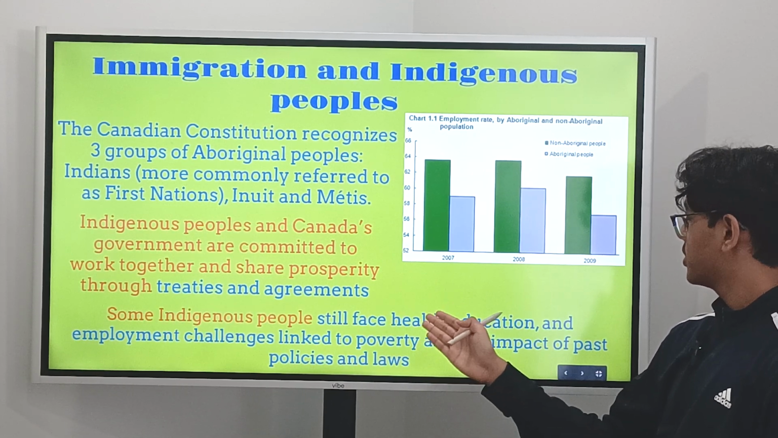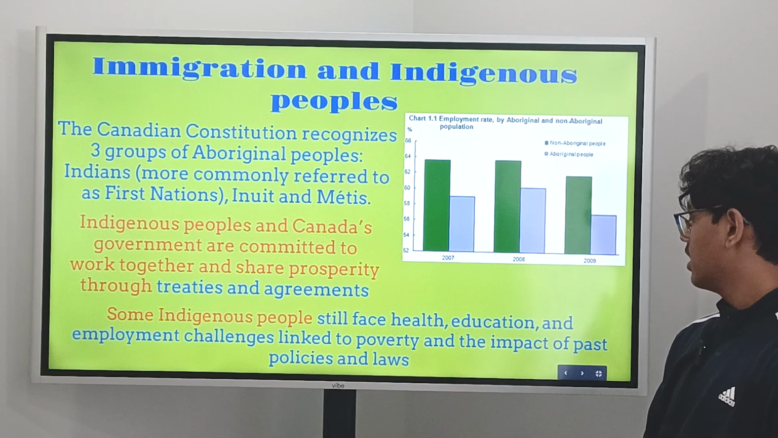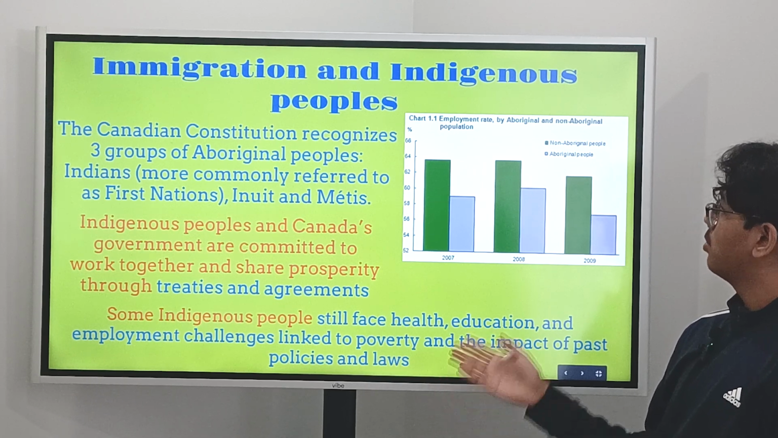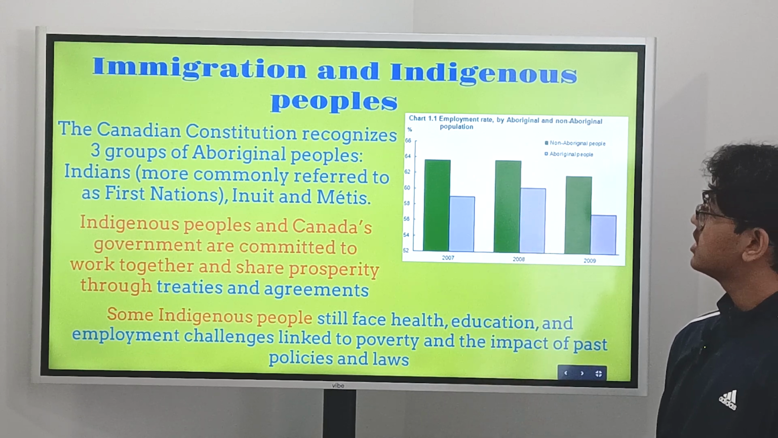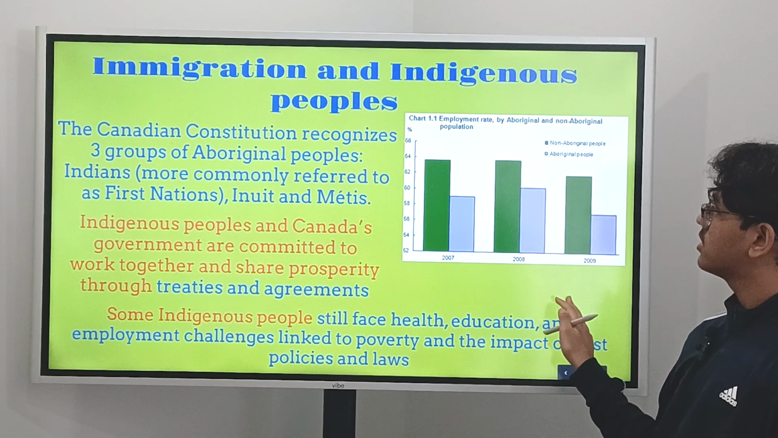And some Indigenous people still face health, education, and employment challenges linked to poverty and the impact of past policies and laws. So this was a big problem with Indigenous people because they were saying, why is Canada bringing in so much immigration if they're not able to live properly yet? So we're going to look more about this right now.